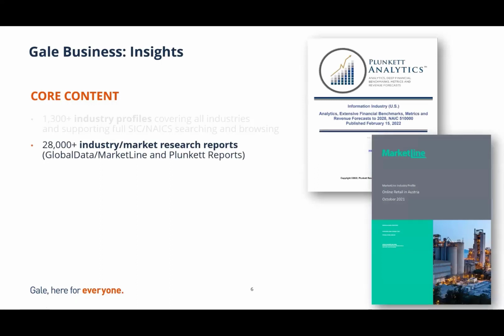We also include over 28,000 industry and market research reports. So some of the acclaimed ones are from GlobalData or MarketLine and Plunkett reports. The Plunkett reports themselves are just amazing. You know how expensive some of these reports could be. Plunkett reports probably cost upwards of $2,500 to $4,000 depending on the industry. And so having these in PDF format from these marquee providers is amazing to be able to leverage.